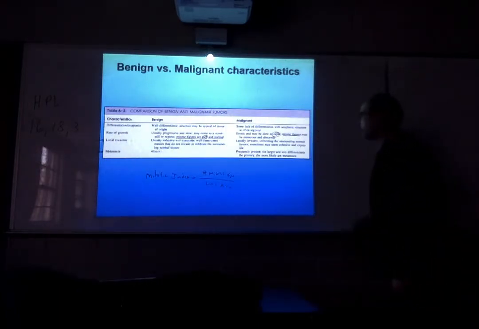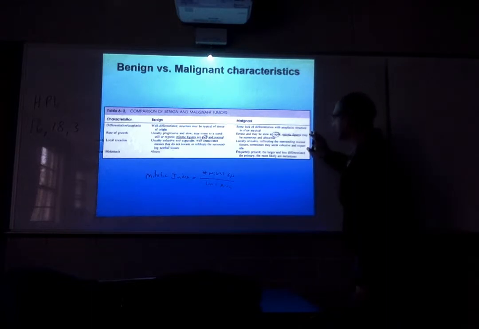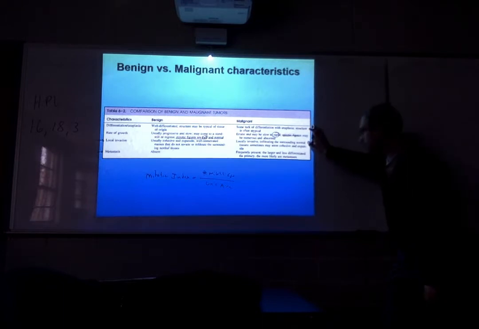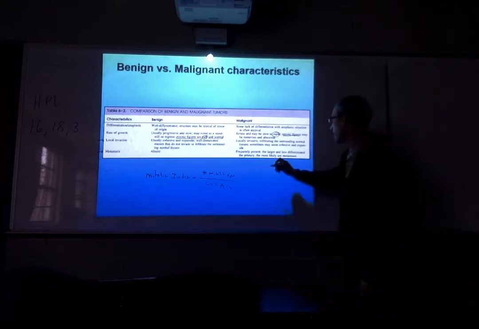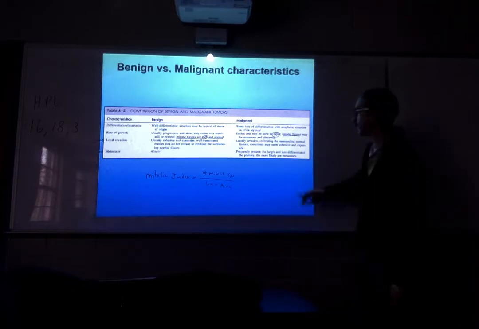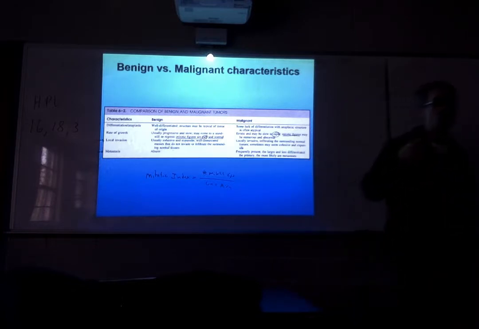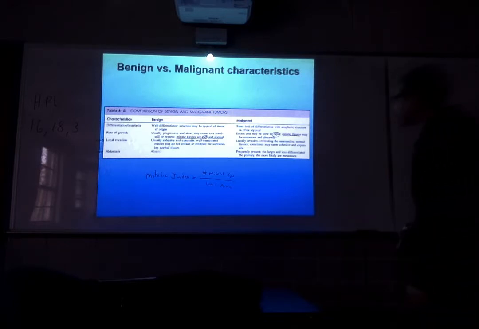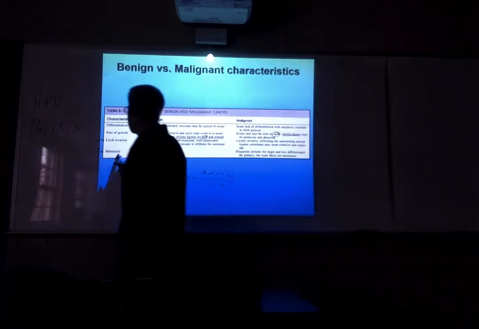And their ability to metastasize is related to their size and degree of differentiation. Their metastatic potential is a function of their size and how poorly differentiated the cells are. The more poorly differentiated the cells, the bigger the size of the neoplasm, the more likely it's going to metastasize. Okay? Metastatic disease is a defining feature.